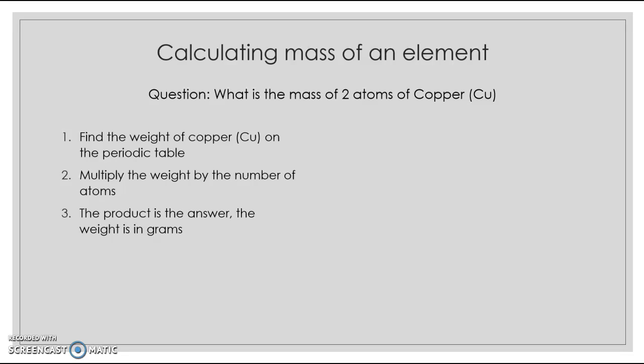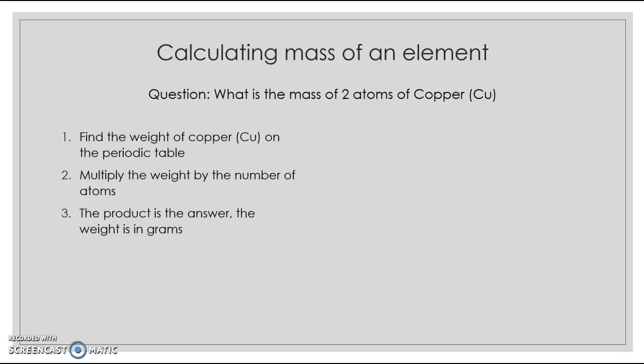For calculating the mass of an element, you need to find the weight of that element on the periodic table, multiply the weight by the number of atoms, and finally that product is the answer in grams. So let's do an example. What is the mass of 2 atoms of copper?